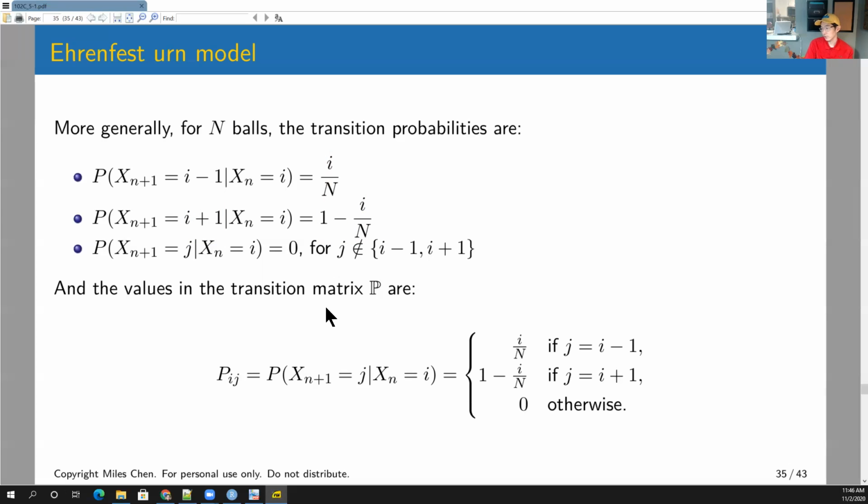When you fill out the matrix, the probability of starting off at i and ending up at j is going to equal this when j is equal to i minus 1 or when j is equal to i plus 1. And it's going to be 0 everywhere else. So that's the Ehrenfest urn model here.